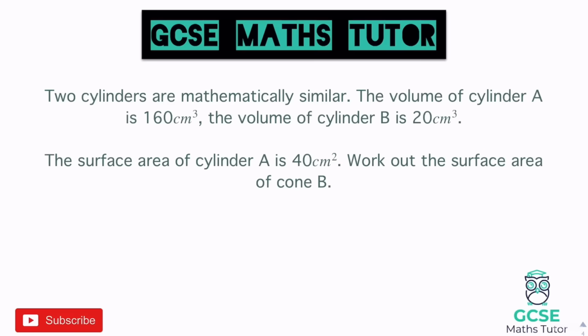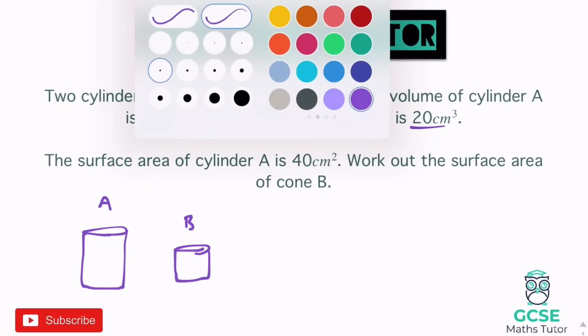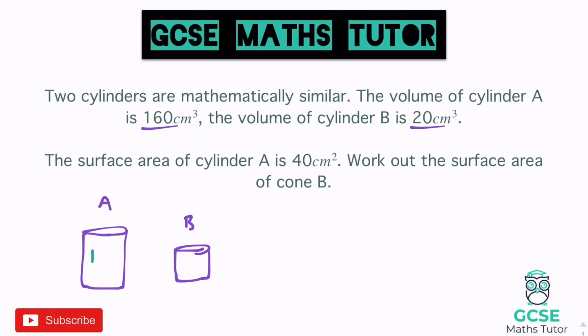So a similar question, two cylinders are mathematically similar. We've got cylinder A and cylinder B. Now it says cylinder A is 160 and cylinder B is 20. So A is my larger one. So if I just draw a little basic diagram of this, we've got A and we've got B. There we go. And this time it actually gives me the volumes. So it says the volume of A is 160 and the volume of B is 20. So again, if I find a scale factor here, I can do the bigger one divided by the smaller one. 160 divided by 20 gives me a scale factor of 8.